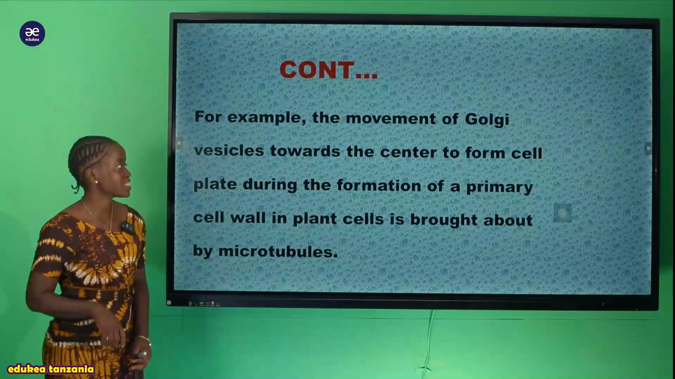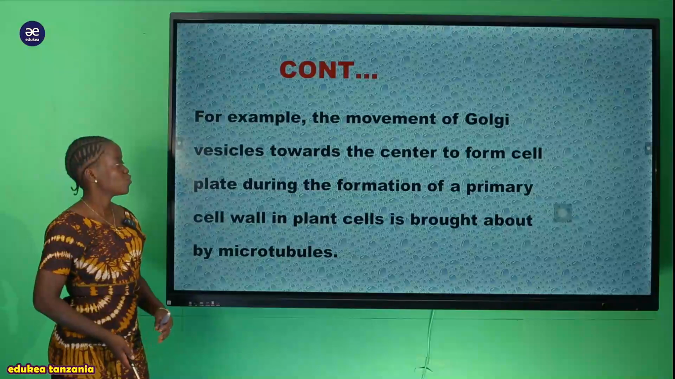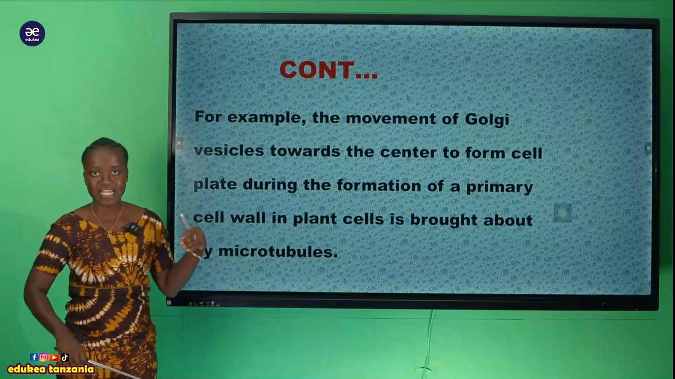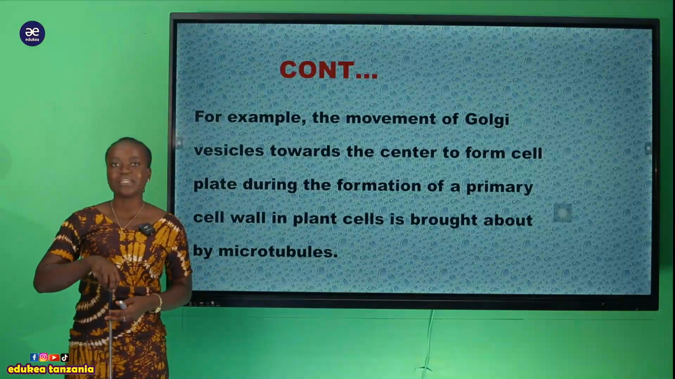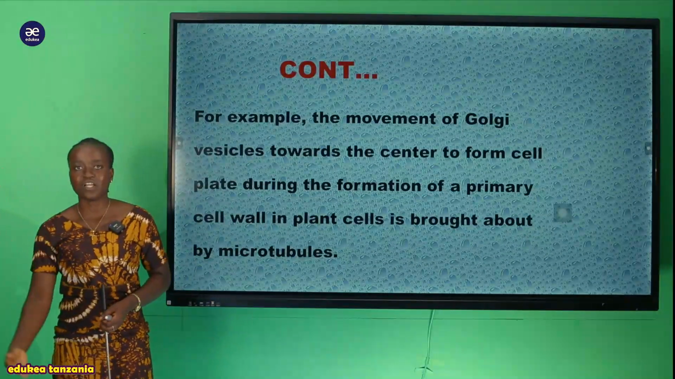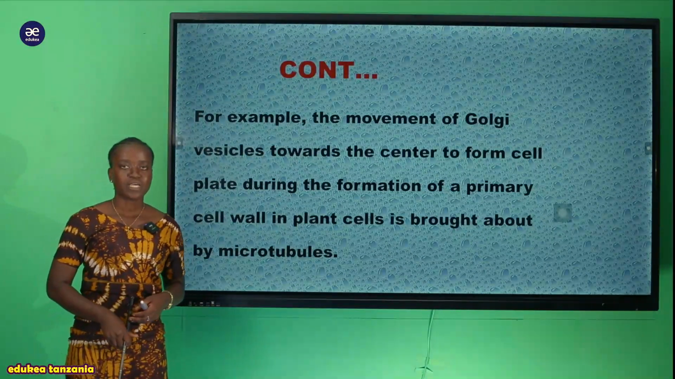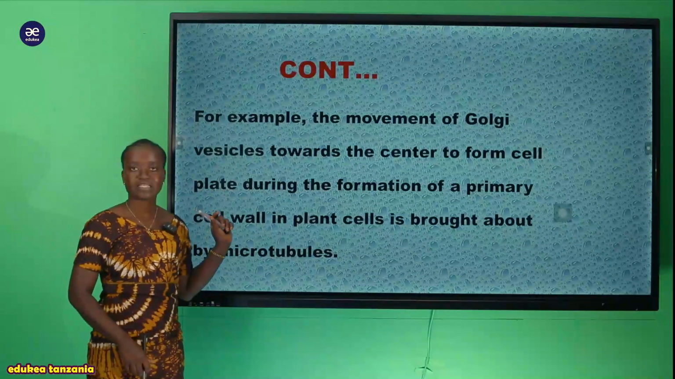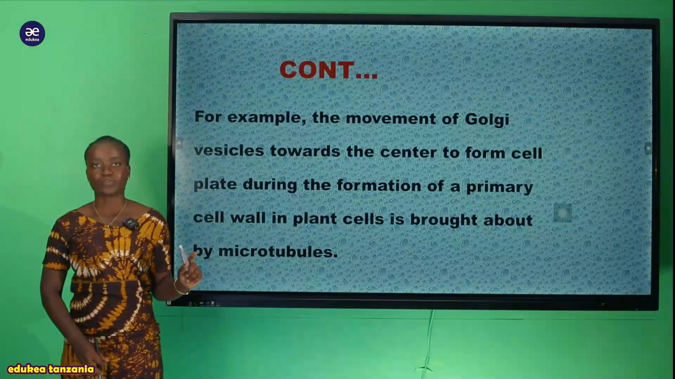So microtubules are there in order to facilitate the movement of Golgi apparatus from the center of the cell toward the outside environment of a cell. So now you can see the importance of this cytoskeleton, that is the microtubule.